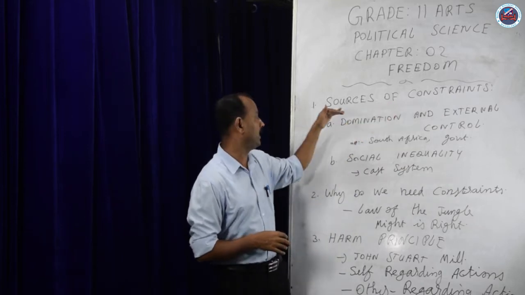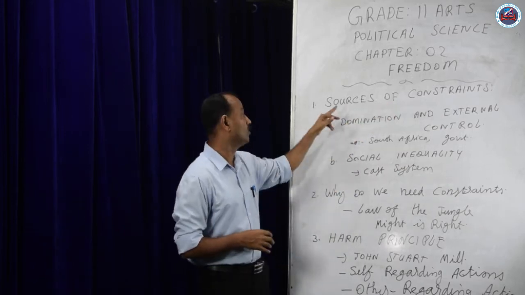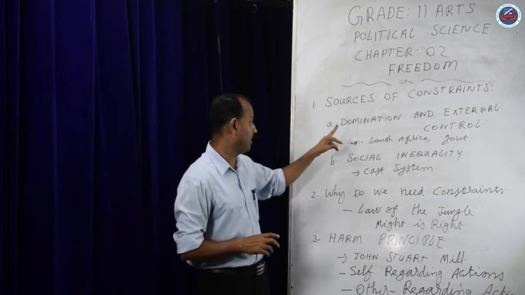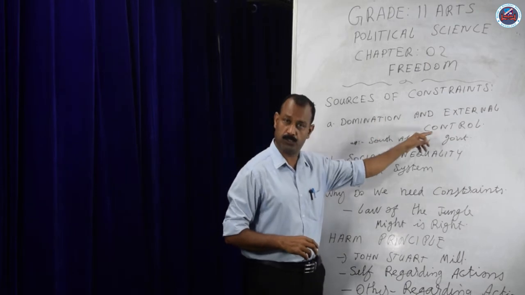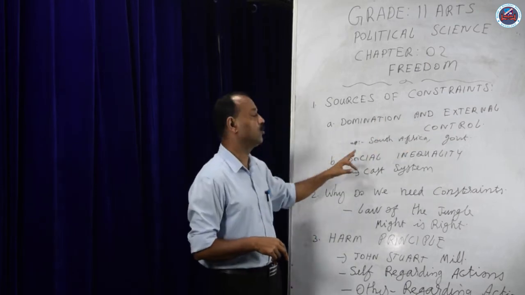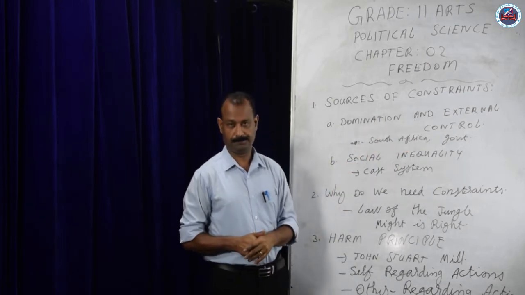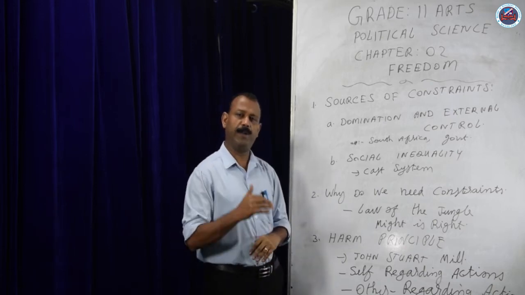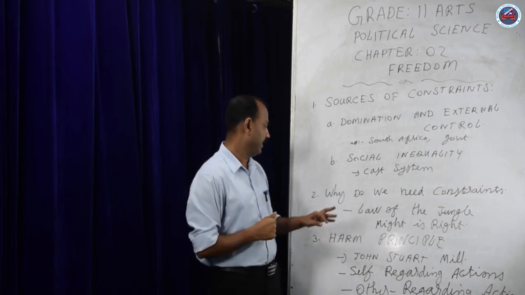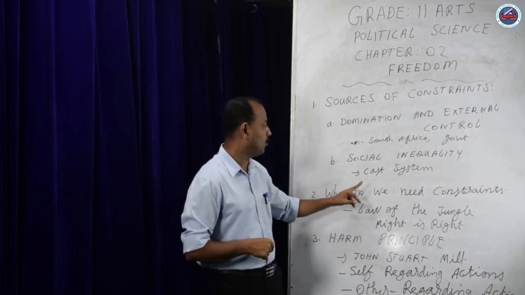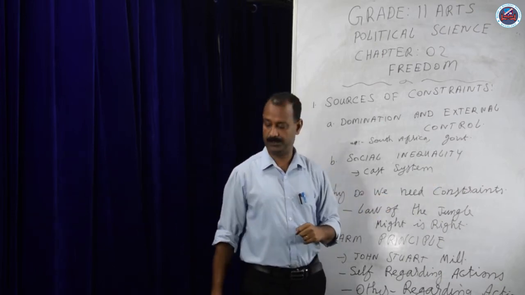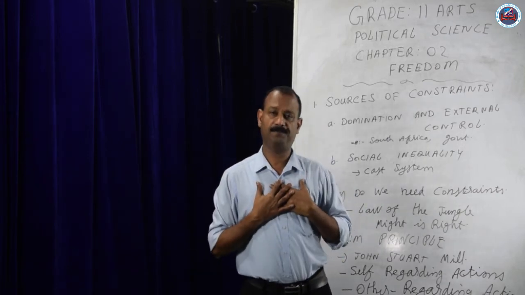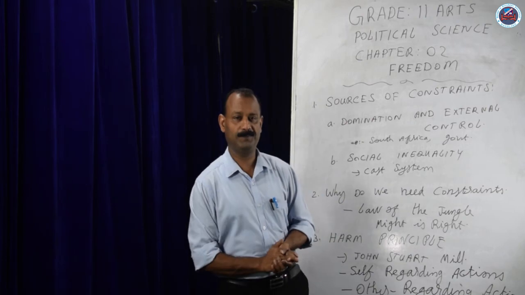So these are the two sources of constraints. Sources means from where the constraints come. So one, domination and external control. Second one, social inequality. We go to the next topic. I already explained previously, but once more, why do we need these constraints? Do we need constraints in our life? I already gave you examples of that.